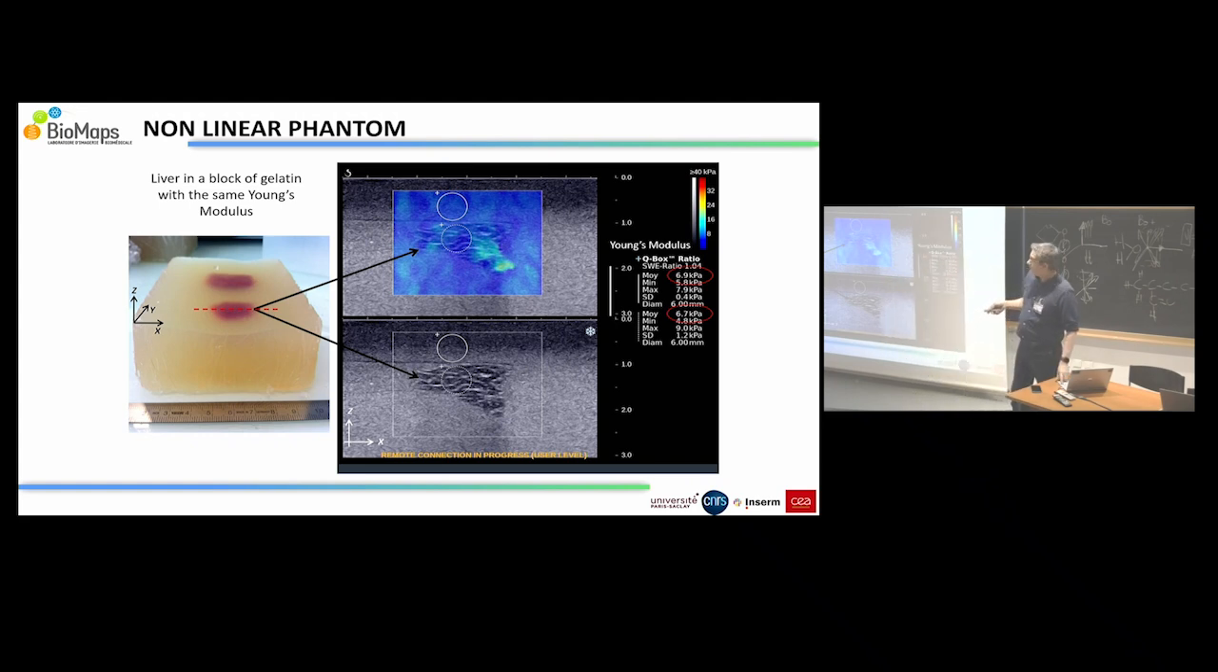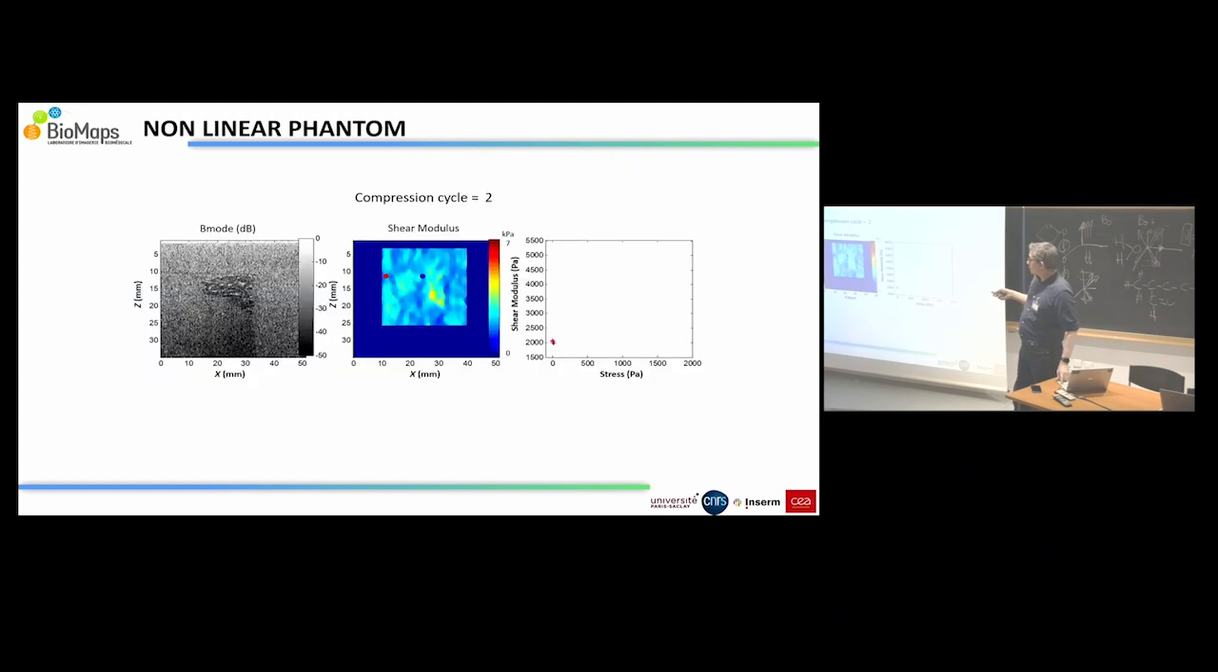And now I will apply a stress on it. So I acquire a shear modulus map, and you will see here on the plot 2 different points: the red point in the gel, the blue point in the liver. And you see that when you apply a stress, you have a change in the shear modulus map, and you see an increase of the stiffness in the liver and also in the gelatin.